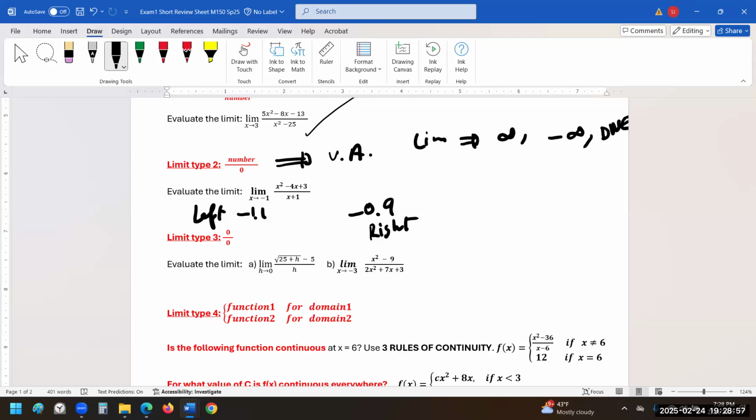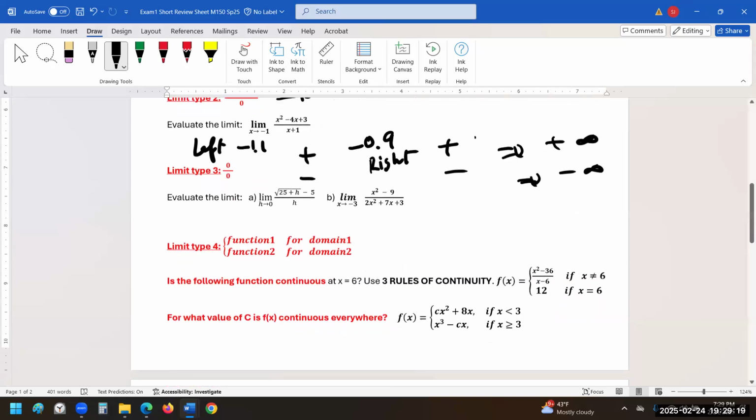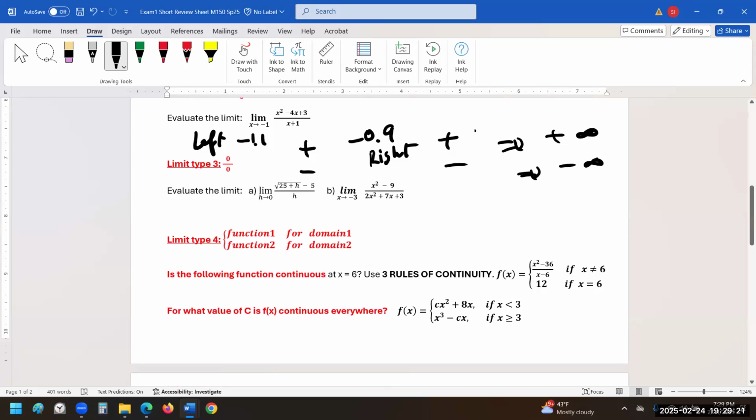So left side limit, take 1 point, right side limit, take 1 point, and observe their sign. Not the number, you don't have to worry about the number, sign. If the sign is the same, positive for both, your answer is positive infinity. If you have the same negative sign for both, your answer is negative infinity. But if one is positive, one is negative, the answer doesn't exist. Then the third one is the most important one, 0 over 0.